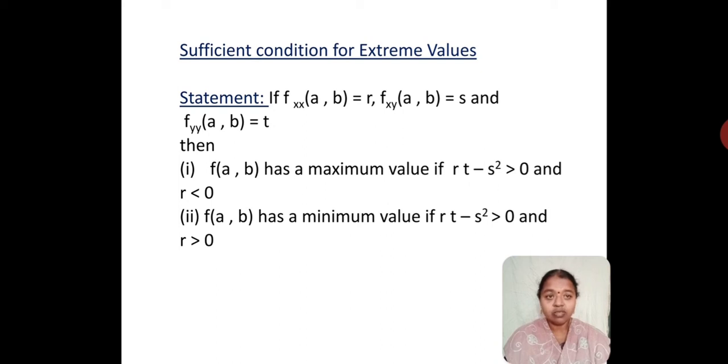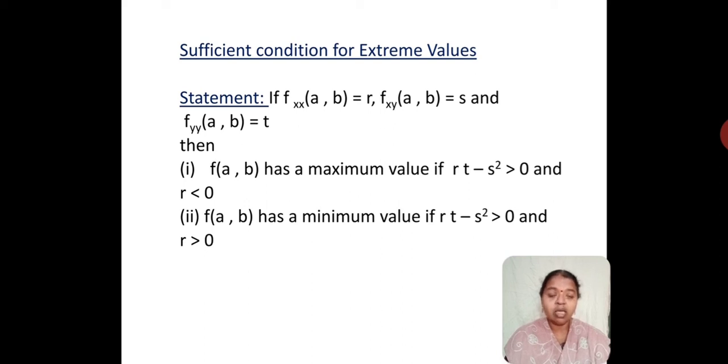So the notations which we are going to see: if f double x of a comma b is equal to r, f xy of a comma b is equal to s, and f double y of a comma b is equal to t. That is, f double x is nothing but ∂²f/∂x², which we will denote by r. The next one is fxy, which is ∂²f/∂x∂y. This is nothing but partial differentiation of f with respect to y and then x. This is denoted by s. And f double y of a comma b, that is ∂²f/∂y², is denoted as t. Then there are 4 conditions to be noticed here.